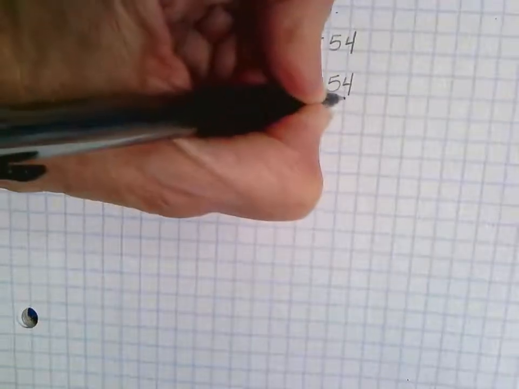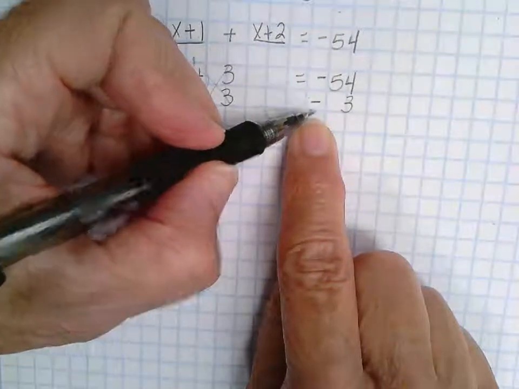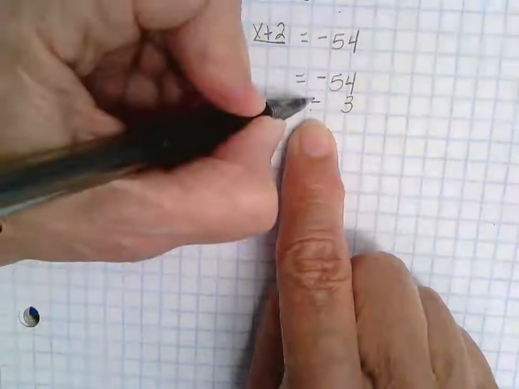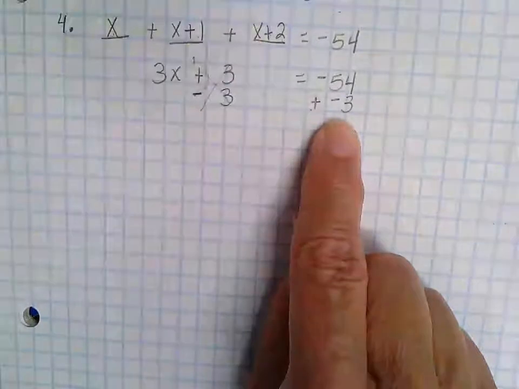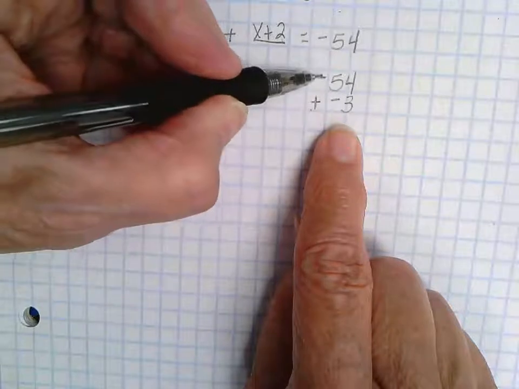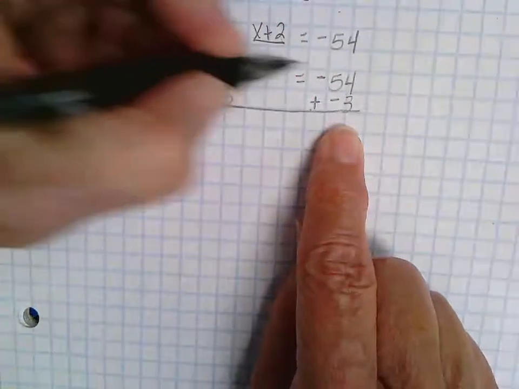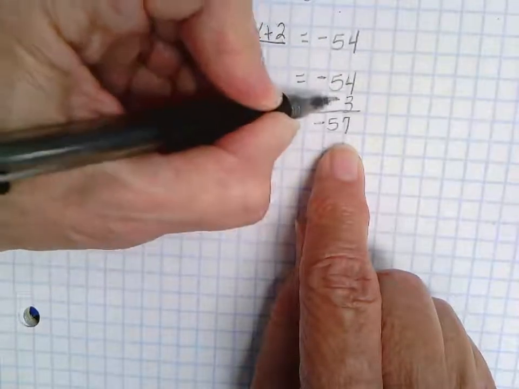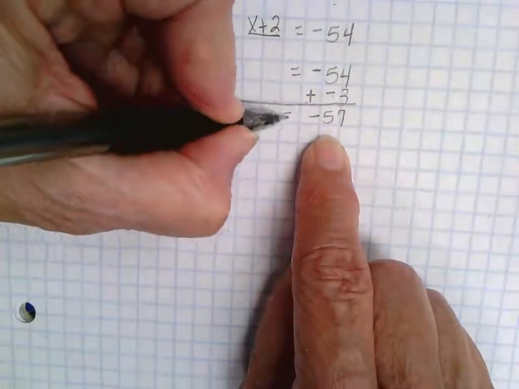Now be careful here. When I am subtracting and I'm using integers, I want to change this to an addition and this to its opposite, because now you can see that I'm actually adding like signs. So I'm adding like signs, and that means I simply add the numbers together and take the sign that is on both of the numbers. So this is negative 57.